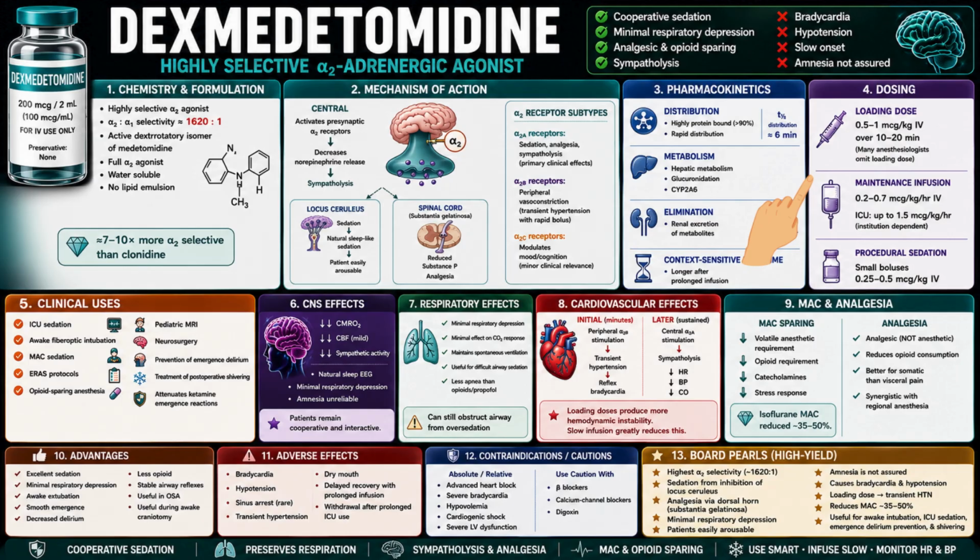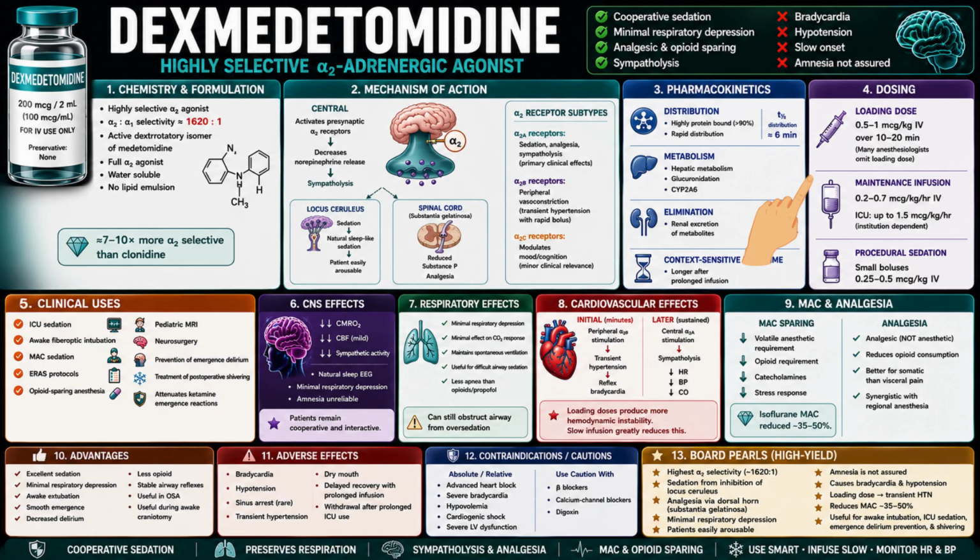Dosing. Loading dose. 0.5 to 1 microgram per kilogram, IV, given over 10 to 20 minutes. Many anesthesia providers omit the loading dose entirely. The reason? The loading dose produces the most significant hemodynamic effects: transient hypertension from peripheral α₂-B vasoconstriction, followed by hypotension and bradycardia from central sympatholysis. Giving the loading dose slowly over 20 minutes or skipping it dramatically reduces this hemodynamic perturbation.